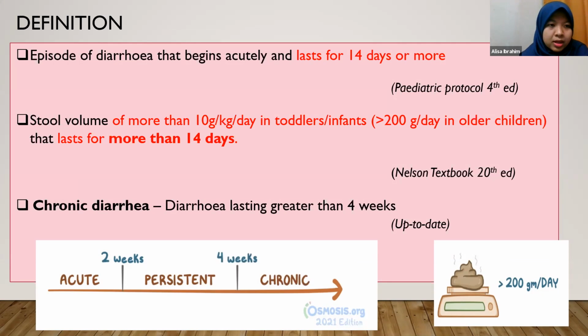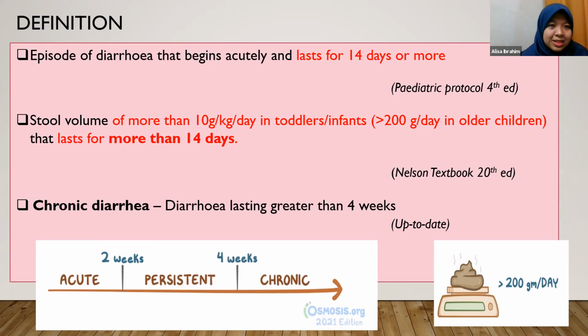And according to Nelson, chronic diarrhea can be defined as a stool volume of more than 10 grams per kilogram per day in toddlers or infants. However, in older children, it is a stool volume of more than 200 grams per day that lasts for more than 14 days. Diarrhea can also be defined according to the WHO as the passage of 3 or more liquid stools per day, or more frequent passage than normal for the individual.